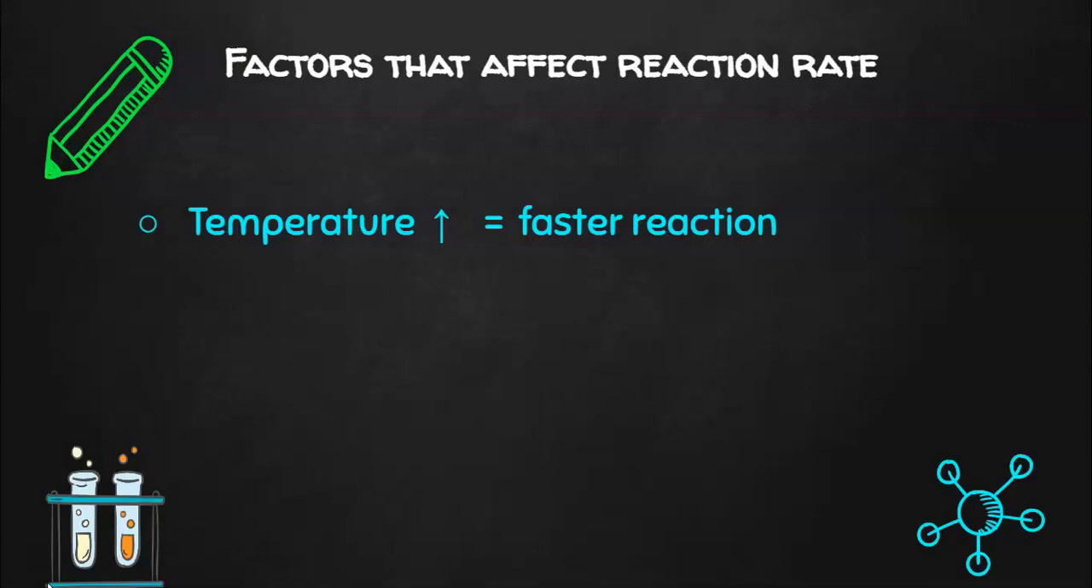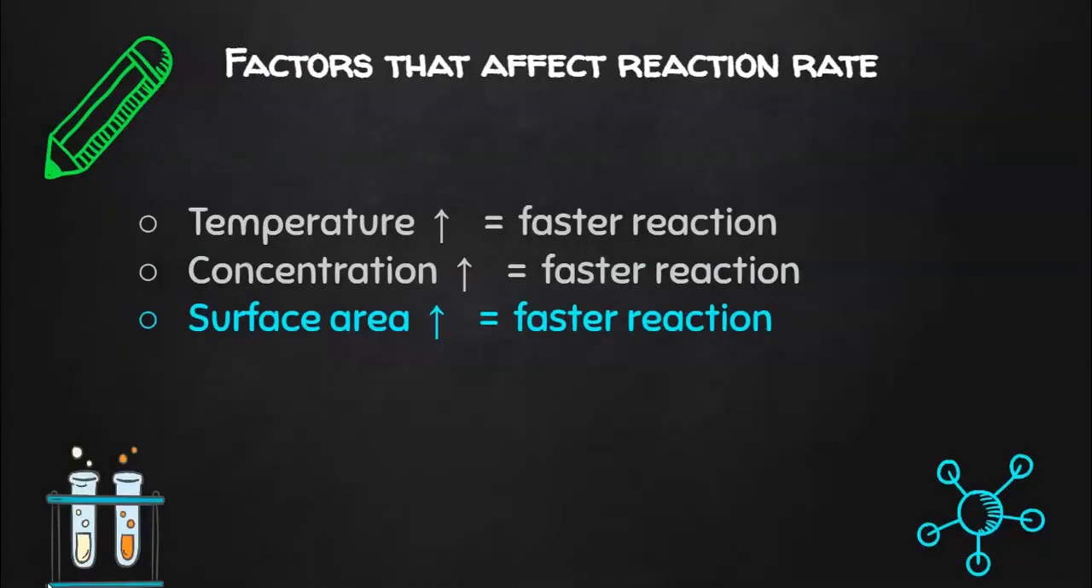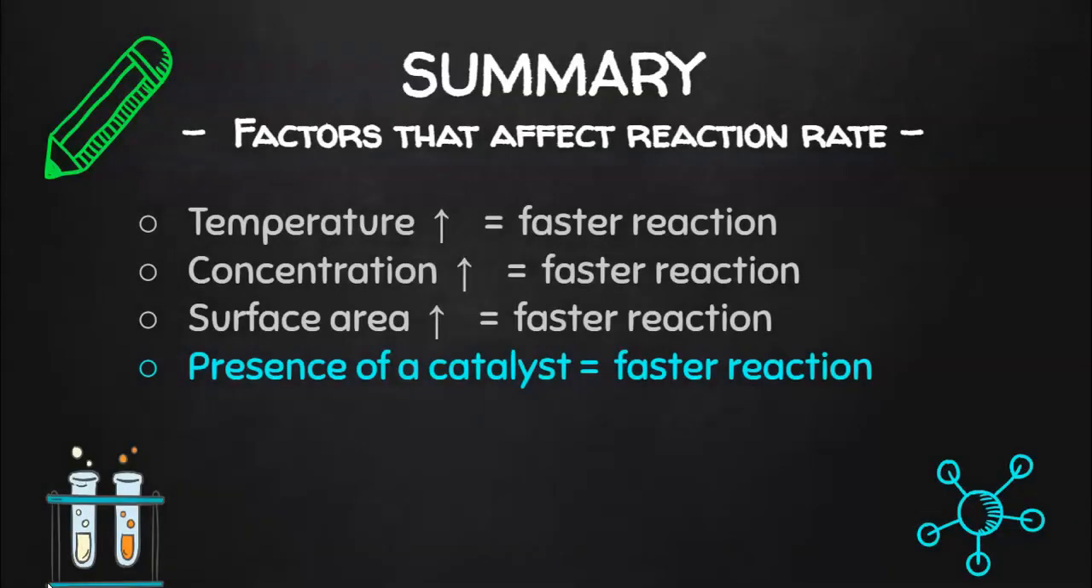So to summarize, 4 factors that affect the rate of chemical reaction. Temperature. If we increase the temperature, it's going to give us a faster reaction. If we increase the concentration, it will also give us a faster reaction. If we increase the surface area by making the particles smaller, it will give us a faster reaction. And finally, in some cases, we can use a catalyst to make a faster reaction.